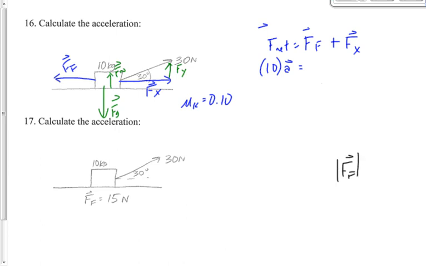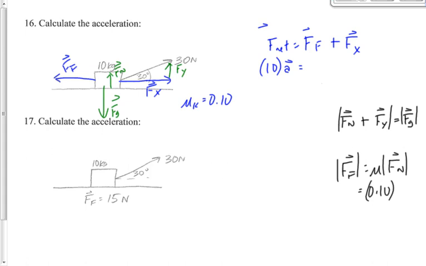Shouldn't be that hard. It's mu times Fn. It's 0.10 times the normal force. What's the normal force? 10 times 9.81, right? No. No, it's not. The normal force, look, the normal force plus the y component, the two upward forces, equal the force of gravity, the downward force. Does that make sense?